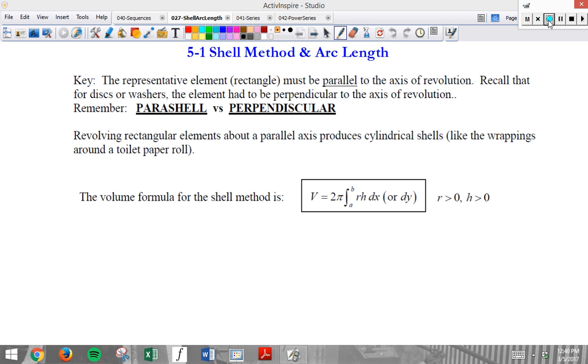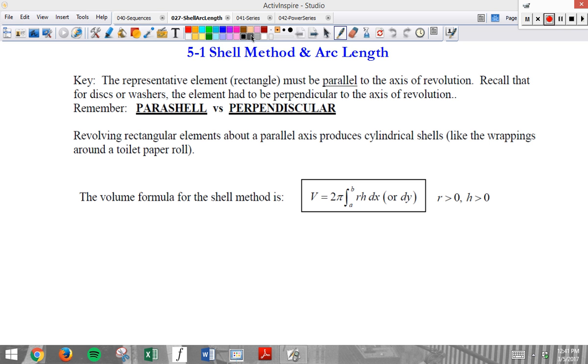Unit 5 for BC is the last section that's almost all AB topics, with this exception. So shell method and what I would call an introduction to arc length. Arc length will be much more incorporated in Unit 9. Shell method is just another way of getting a volume of revolution.